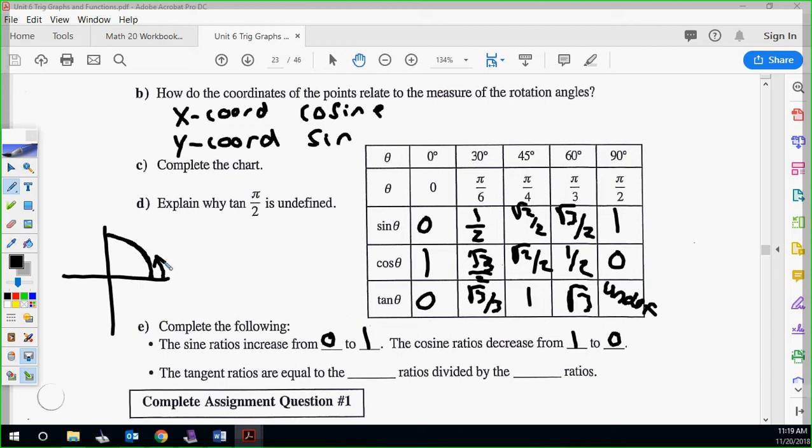Good. Tangent ratios are equal to the sine divided by the cosine. Explain why pi over 2 is undefined for tan. 1 divided by 0, can't do it.